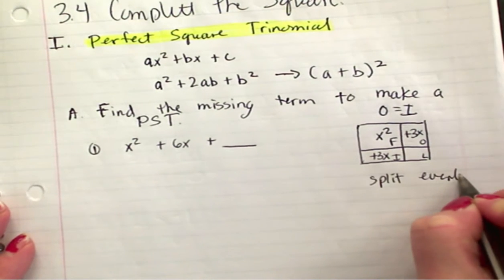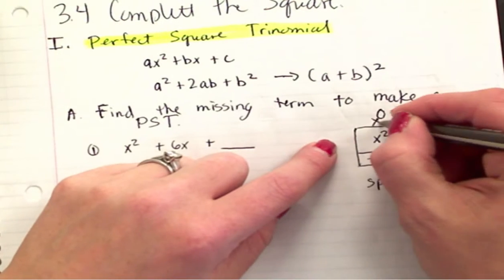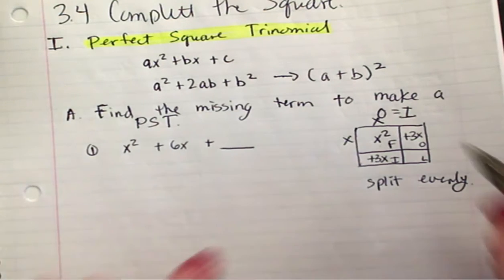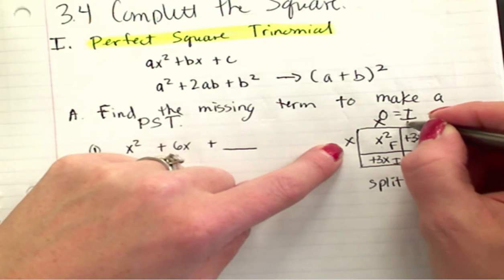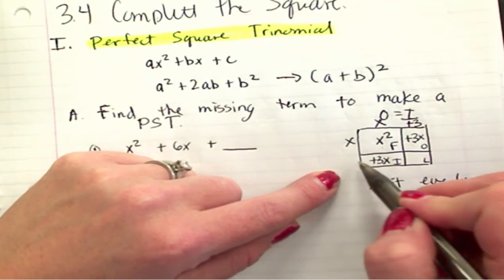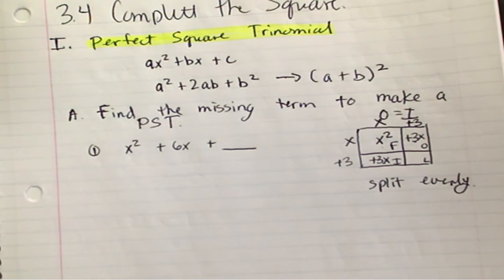Split evenly. All right, here comes the Punnett square part. X times x gives me x squared. We're multiplying our rows and our columns here. X times what gives me 3x? 3. Okay, x times what gives me 3x? I like to include my signs here. I know 3 is positive. I want to see plus 3. What is missing?